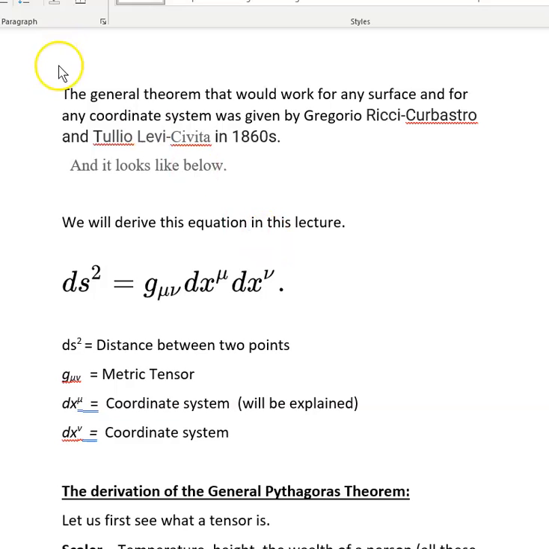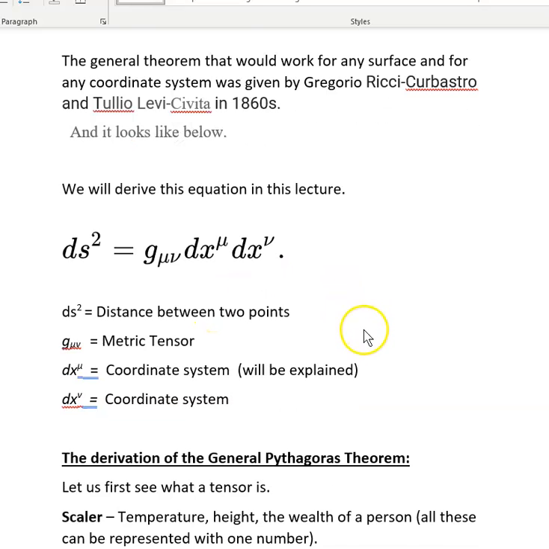The general theorem that would work for any surface and for any coordinate system and for any dimension was given by Gregorio Ricci-Curbastro and Tullio Levi-Civita in the 1860s, and it looks like below. We will derive this equation in this lecture. ds squared is equal to g mu nu dx mu dx nu.